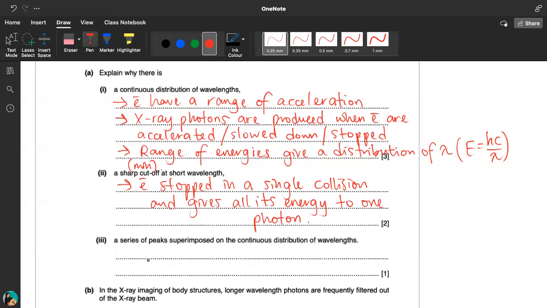Number 3, a series of peaks superimposed on a continuous distribution of wavelength. So this is due to, you don't have to say the knock off the electron, something like that. That is just for understanding. The way you answer, you just say the electron de-excites. The excitation of orbital electrons in target metal.